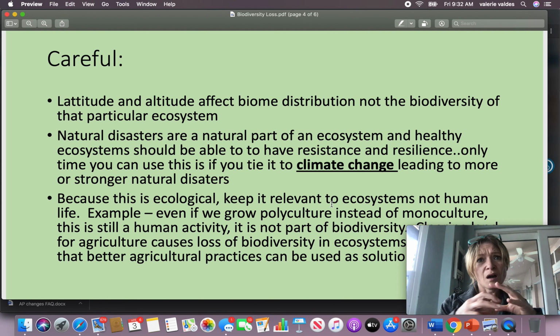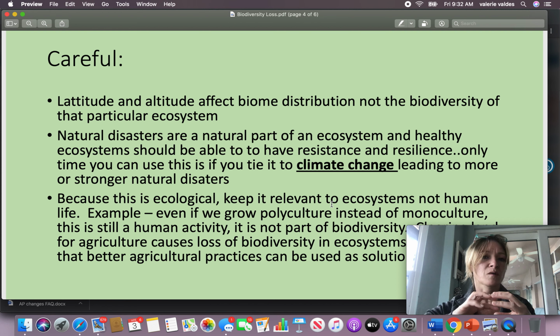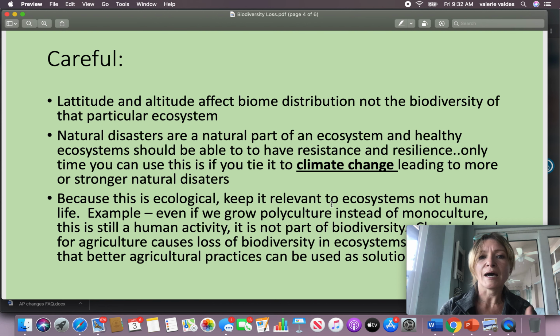Obviously the rainforest being around the equator is going to have more biodiversity than the tundra, okay? But you're not changing the biodiversity. You're not losing biodiversity in either just because you're changing from one latitude to the next, because you're literally going from one ecosystem to a different ecosystem. So that cannot be used.